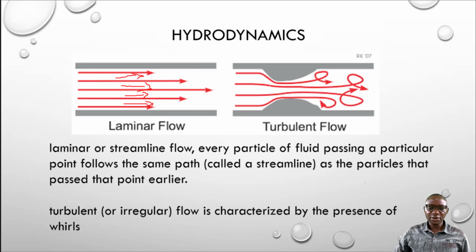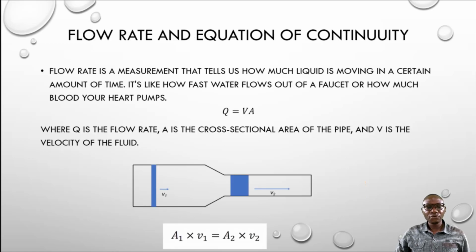So the next thing that we are going to consider is flow rate and the equation of continuity. Flow rate is a measurement that tells us how much liquid is moving in a certain amount of time. It is like how fast water flows out of a pipe, or how much blood our heart is pumping. It is flow rate that determines it.